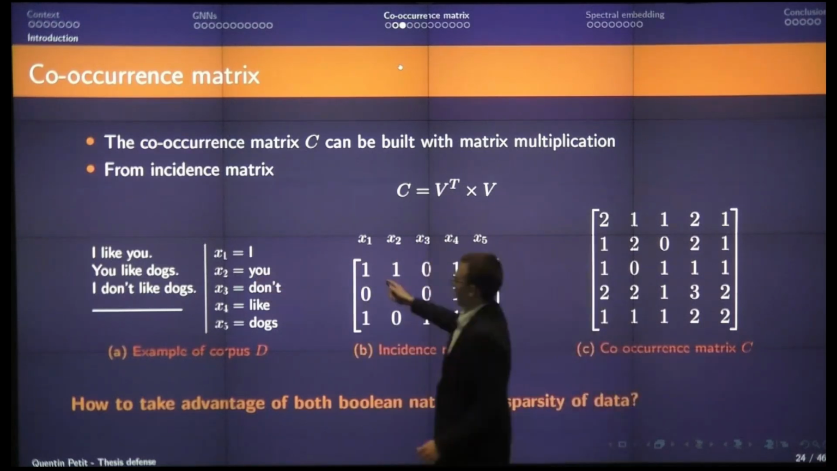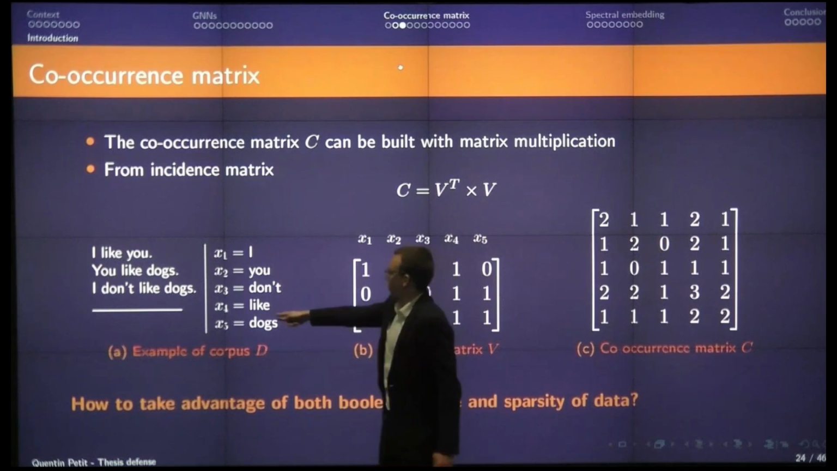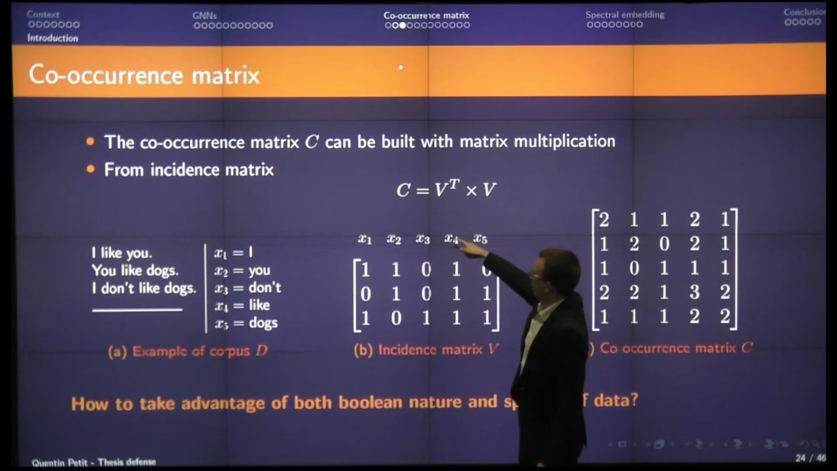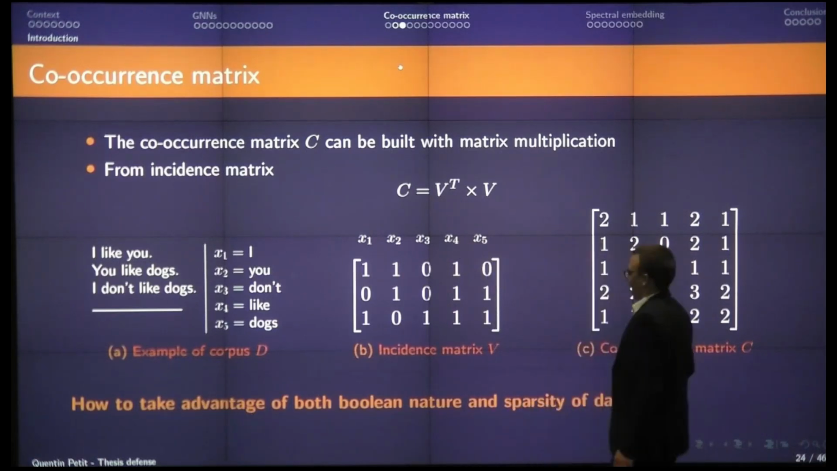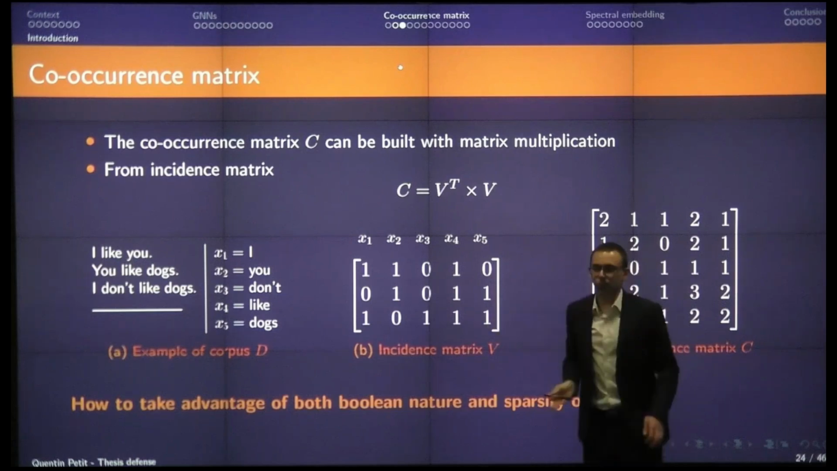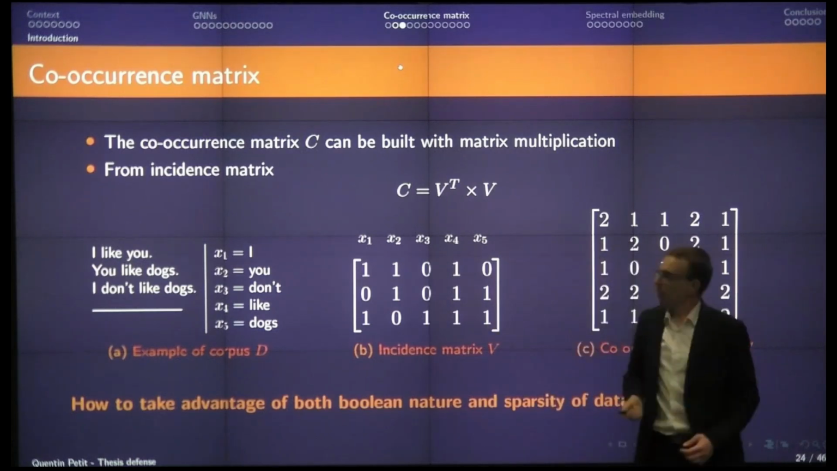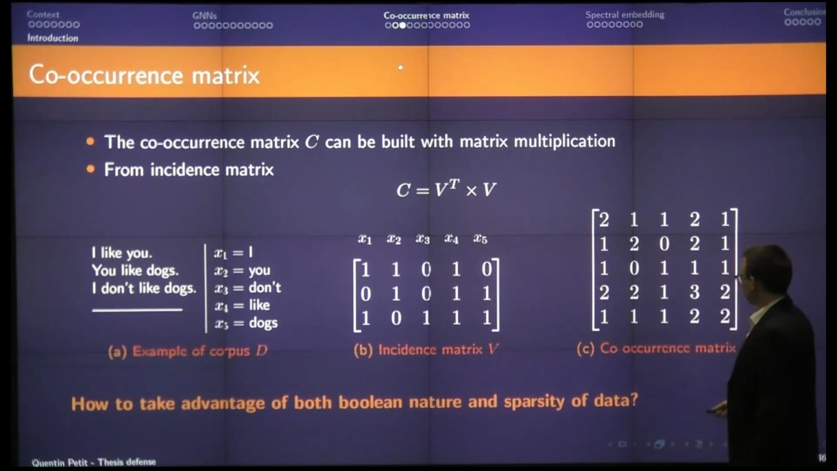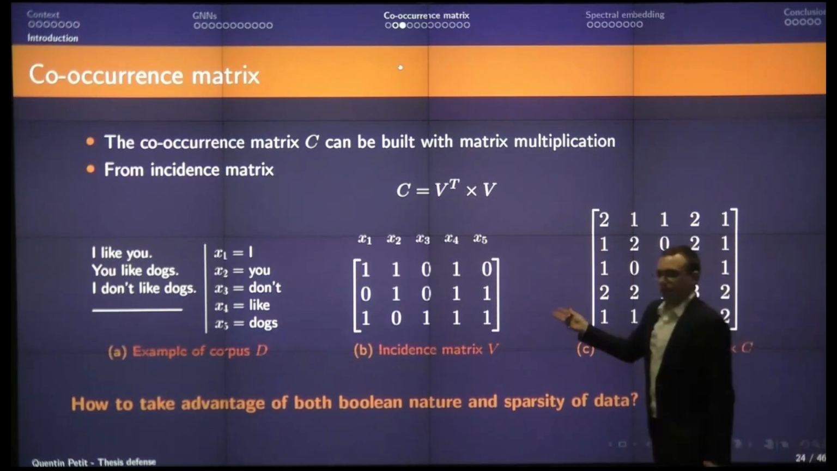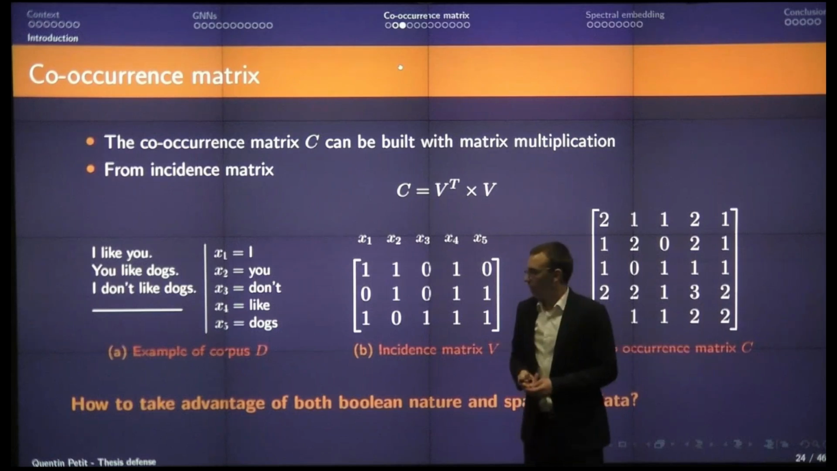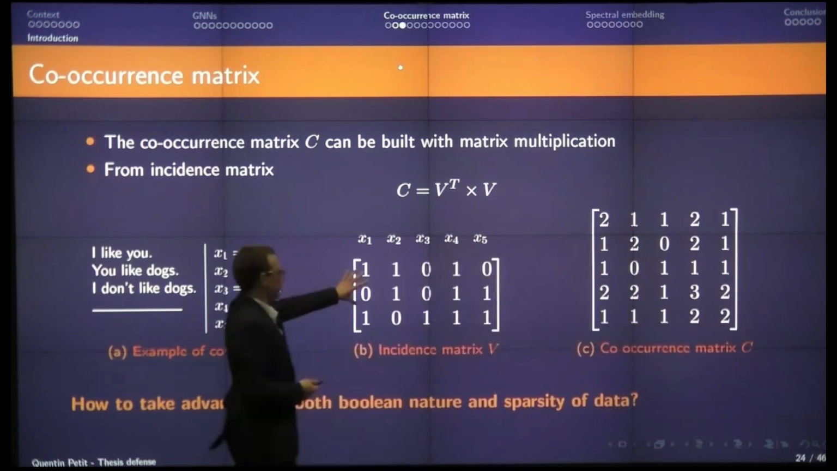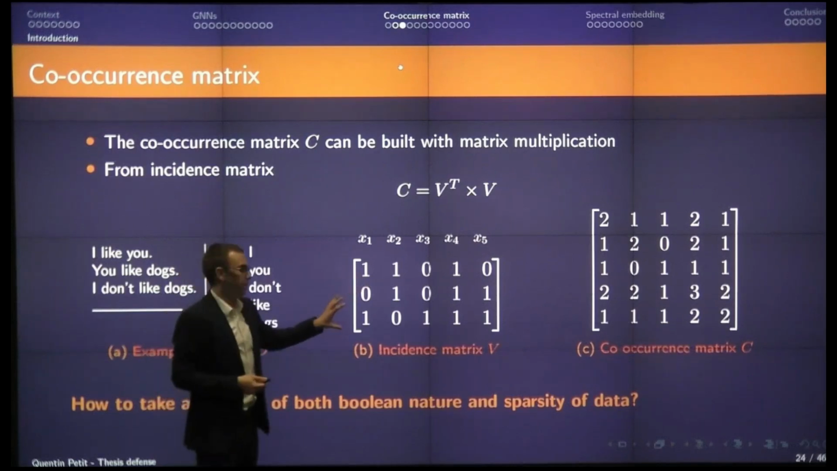Like here, we have the word "like" in the first sentence and in the second. So "like" is the fourth one. So we have 1 for "like" everywhere. And so this helps us to create the incidence matrix. And thanks to the equation here, we will be able to build the co-occurrence matrix. But this incidence matrix has 2 main data specifications. The first one is that we have only the Boolean nature of the data.